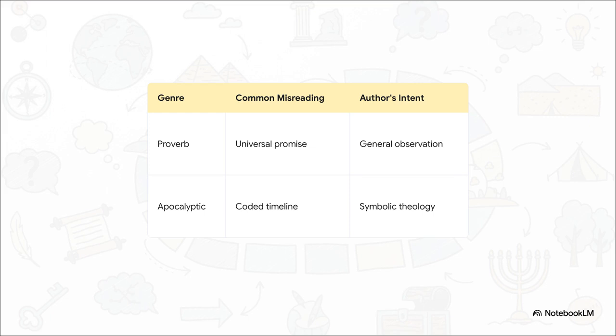Take Proverbs, for instance. We often read them like they're absolute promises from God, but they were intended as wise general observations. Or think about apocalyptic literature, like the Book of Revelation. People try to read it like a coded timeline of future events, but it was really a symbolic way of talking about God's work in the world.